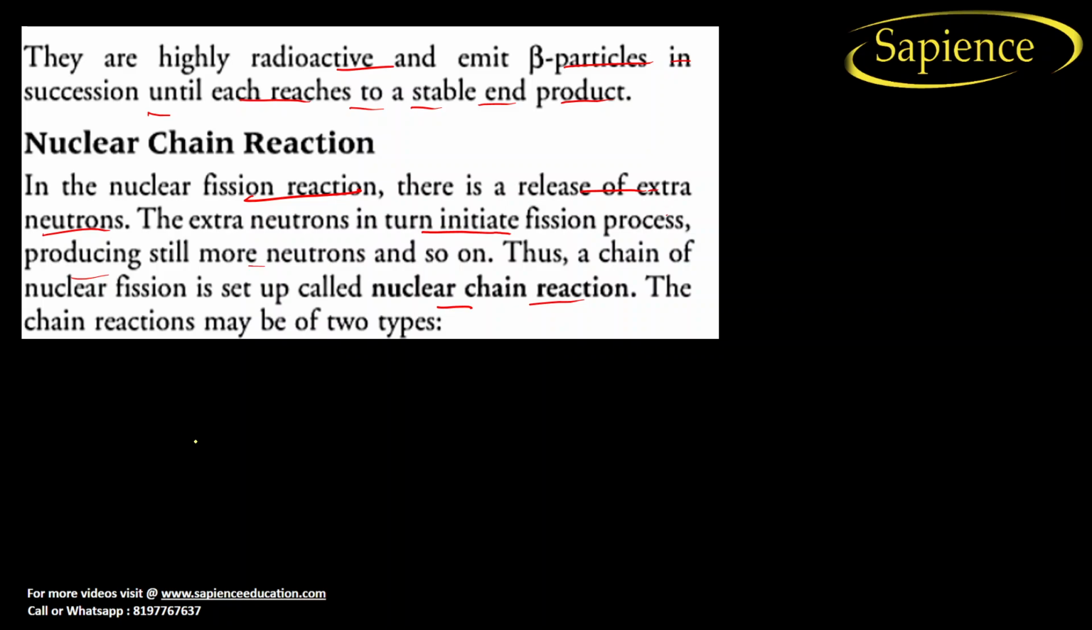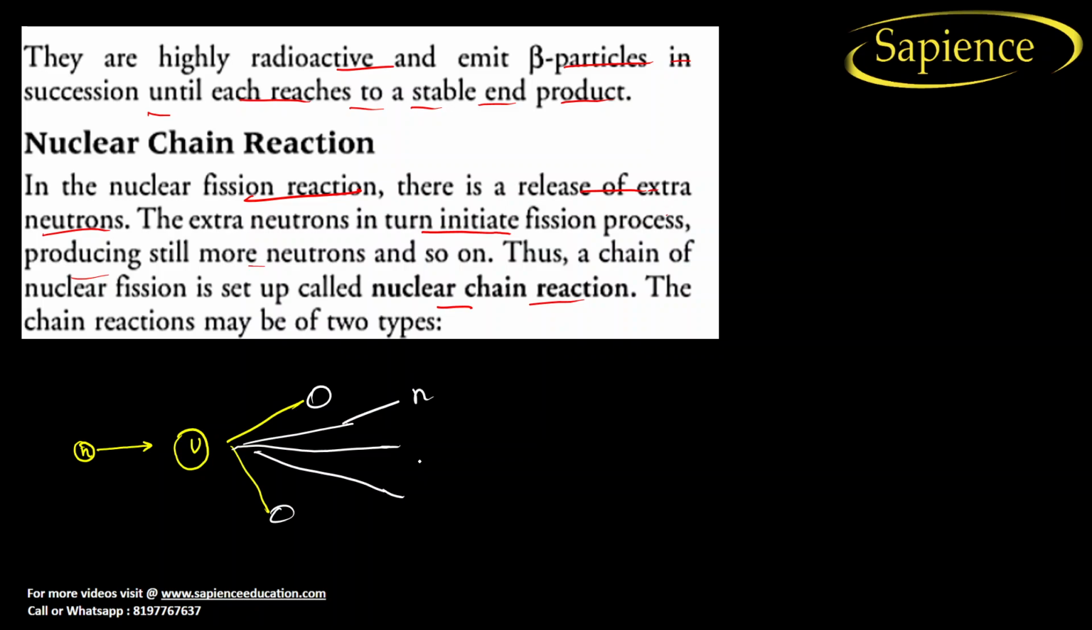Let us consider there is a uranium, and there is a slow bombardment of a neutron on this. So what will happen? This uranium will get converted into two smaller particles. Let us consider krypton and so on. And apart from this, it will also release three neutrons. How many neutrons? Three neutrons. One neutron, two neutrons, and three neutrons.